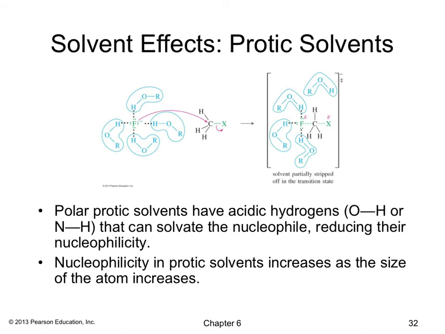And if we look at solvent effects, protic solvents, for example, with hydrogens that can donate, can solvate the fluorine. As a result, these polar protic solvents reduce the nucleophilicity of the fluorine and then prevent it from attacking the carbon and kicking off the halide. And then if we look at the transition state, the solvent is partially stripped off from the transition state in order for this to happen. So the nucleophilicity in protic solvents increases as the size of the atom increases.